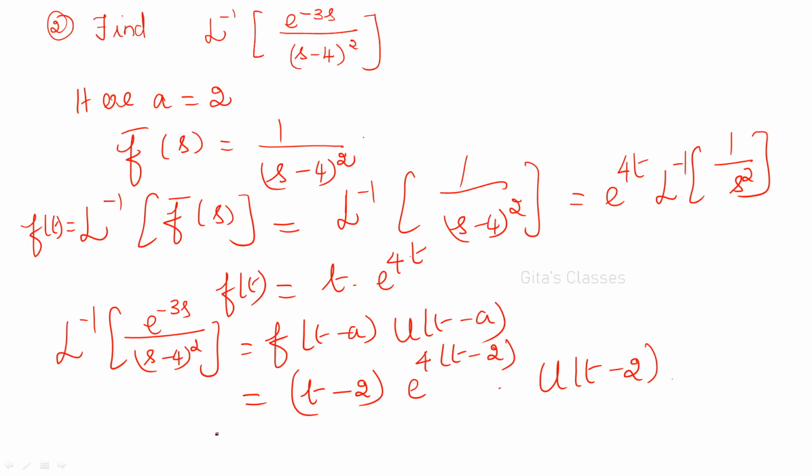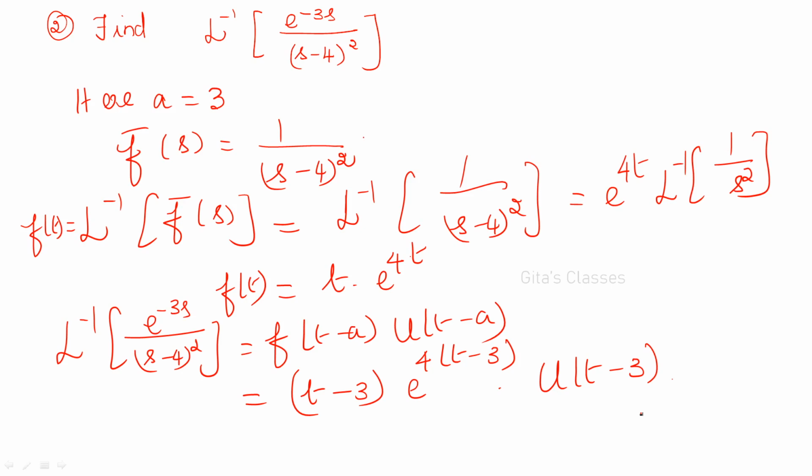So e power minus 3. Here a is equal to 3, not 2. I'm sorry, here it is 3. E power minus 3s, so it is 3. Okay. Wherever you have t, replace it by t minus a. So t minus a, where a is equal to 3 here. So t minus 3 into e power 4 into (t minus 3) into u of t minus 3.